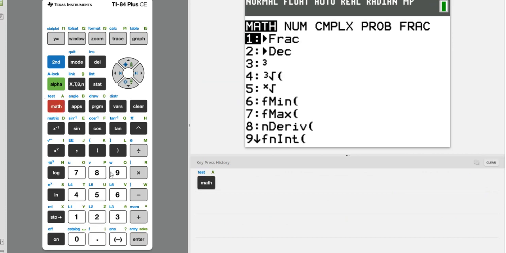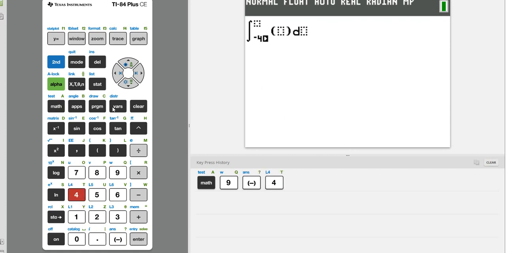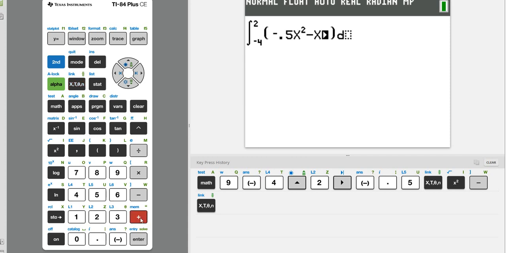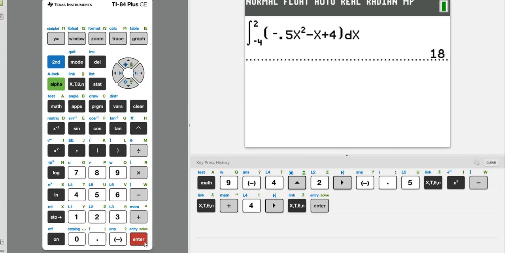So I'm just going to do math 9, integral from negative 4 to 2. But instead of plugging in things in terms of y, I'm going to plug them in terms of x. Negative 0.5 x squared plus 4 minus y. Yeah, plus 4 minus y. I'm going to keep them in order. So minus x plus 4. And then go over here and put in your dx. 18. Nice even answer on that one. Beautiful.